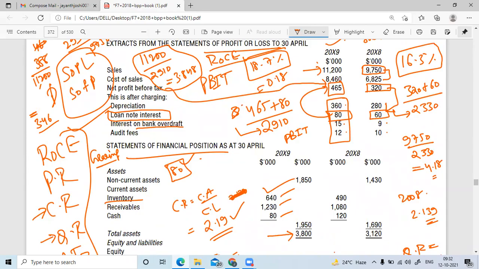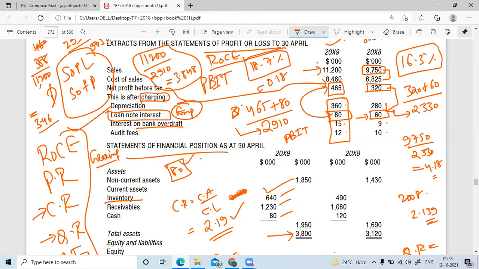Yes, sir. But okay, just a second. This can be an expense, na? Yeah, this is an expense, sorry, this is after charging this. Why this expense? Because you got this 320, na? This is net profit before tax. We want net profit before interest and tax. So we will add the expense, correct?